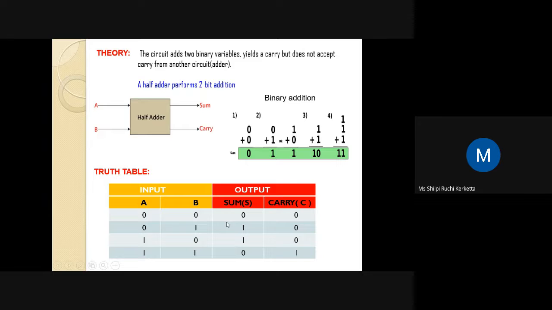Then, Mom, in the 1 plus 1 case, how is the sum 0? We represent the lower term, this rightmost digit, as 0. And one more thing we are saying is that this is a carry. So we name this as sum and we name this as carry because this is a carry. That's why we are just naming it that.